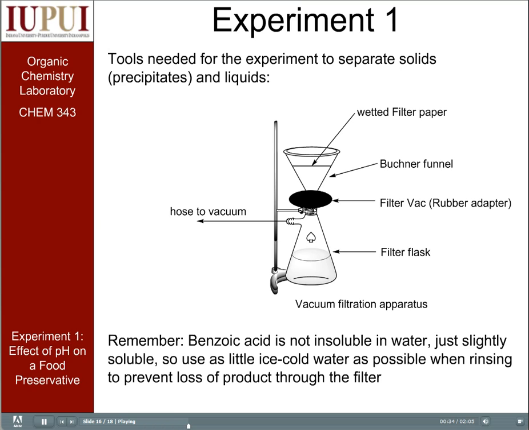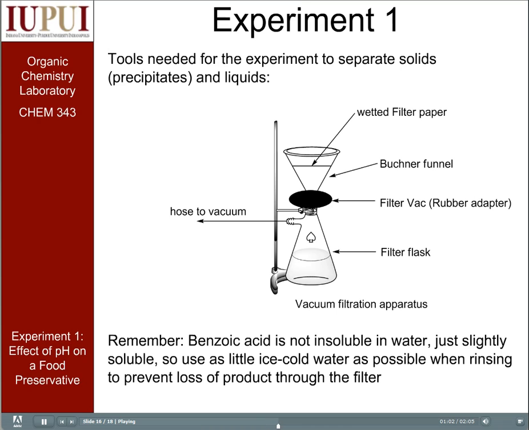But remembering, benzoic acid is not soluble, or is very poorly soluble in water. When we're filtering away our precipitated product from the rest of the liquid in our reaction, this vacuum filtration is going to allow us to collect that benzoic acid while the rest of the contents of the water-soluble portion of the reaction filters straight through.